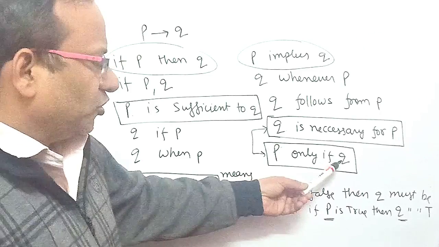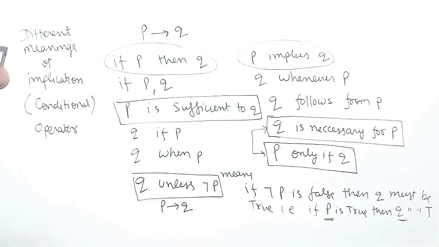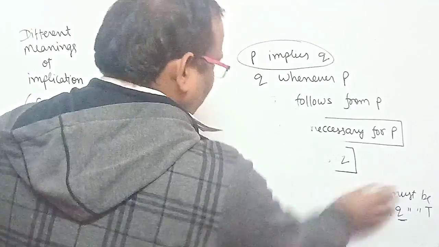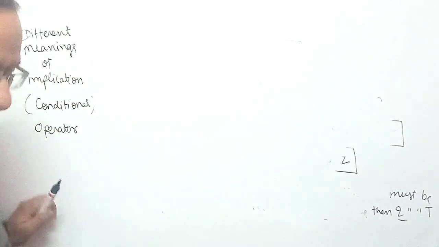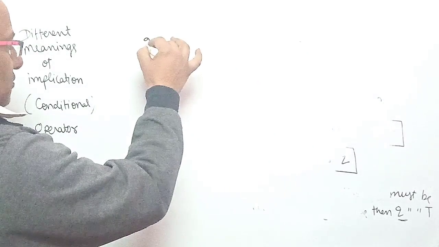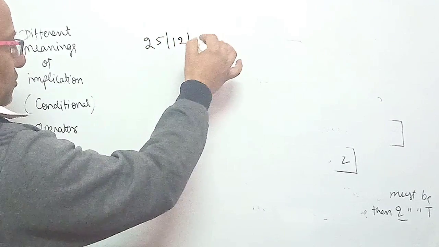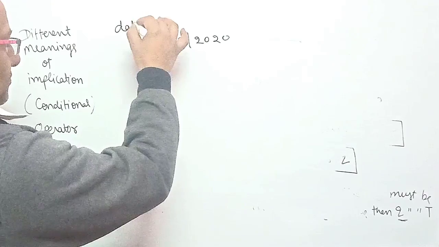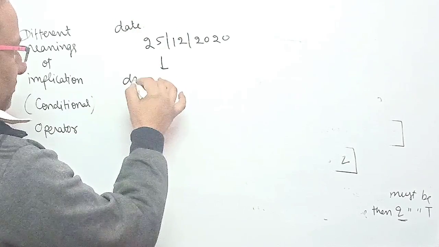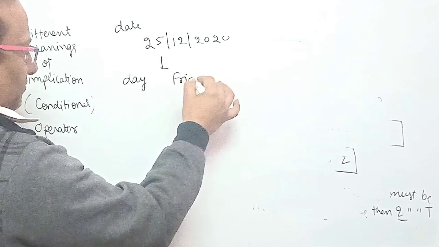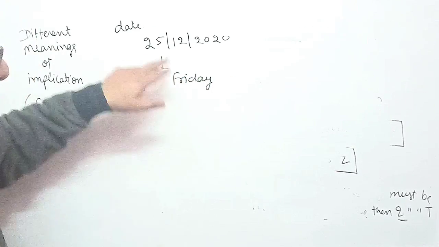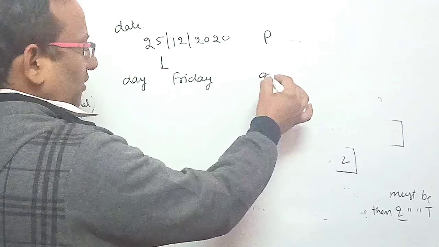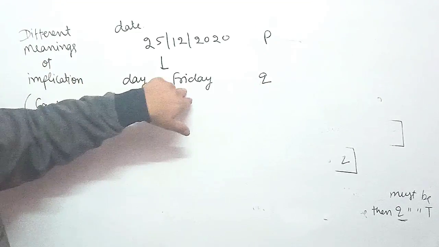Now let's see this P only if Q, this statement, or Q is necessary for P. So let's take an example of today's date. Today is 25th December 2020, Christmas, and this is today's date. This is the day. The day is Friday. So the statement today is 25th December 2020, let's represent it by P, and today is Friday, let's represent it by Q.